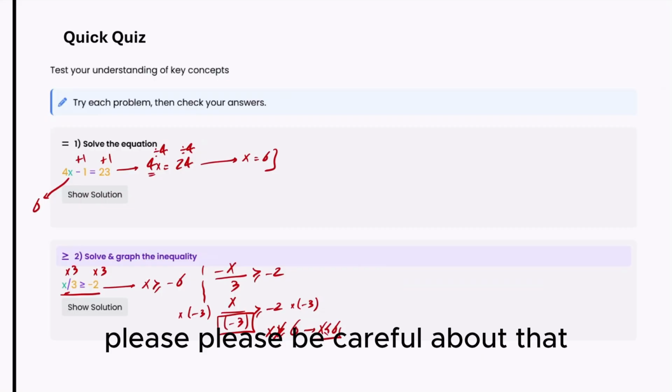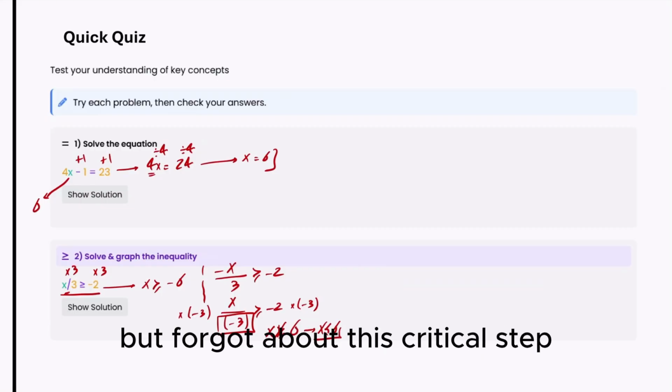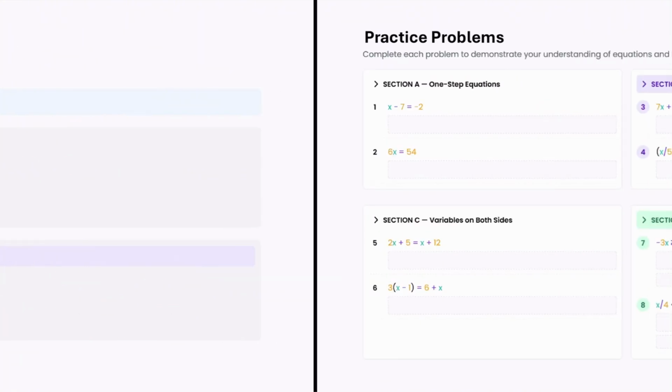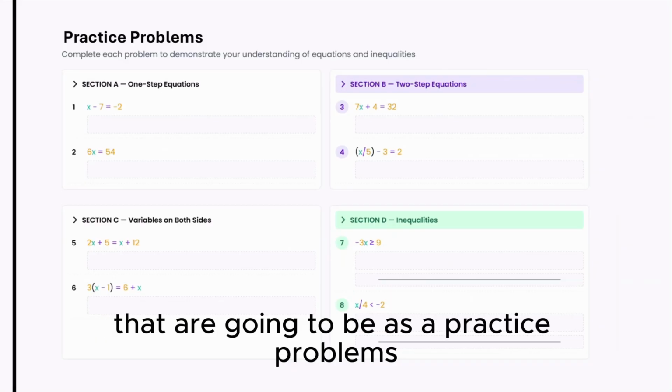Please be careful about that, because I have seen so many students that did everything right, but forgot about this critical step. Again, we do have another set of questions. These are going to be practice problems.